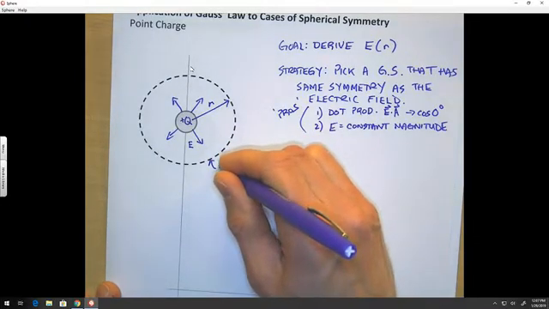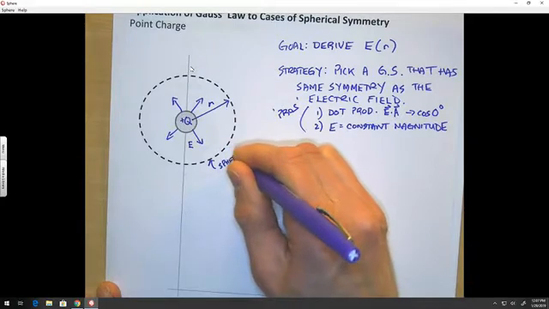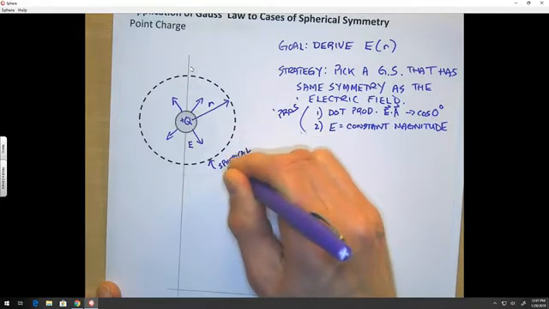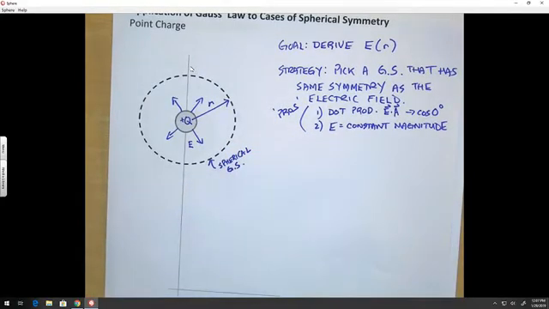So this is going to be a spherical Gaussian surface. Now, I can't draw a sphere right on this page, so I'm just going to give you a cross-section, which is a circle. We're going to pretend that that's actually a bubble that goes around this charge. Okay?